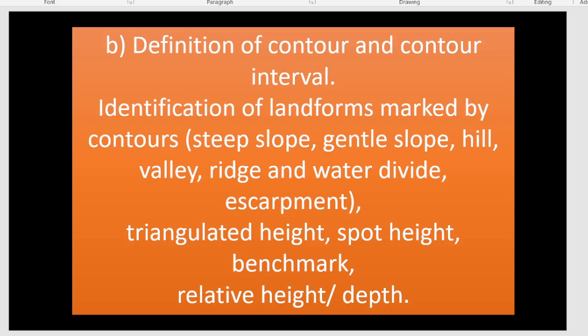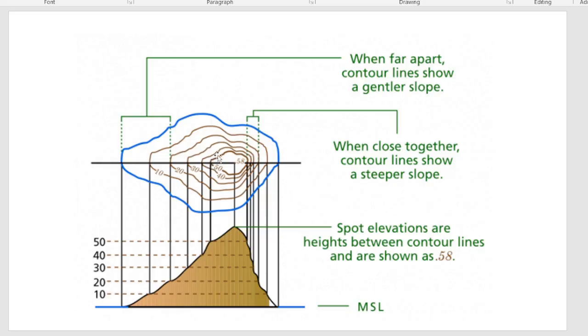Not only this, in today's video, we are also going to cover the topics based on triangulated height, spot height, benchmark, relative height or relative depth. So dear students, at first we need to know what are contour lines. They are imaginary lines drawn on the map.